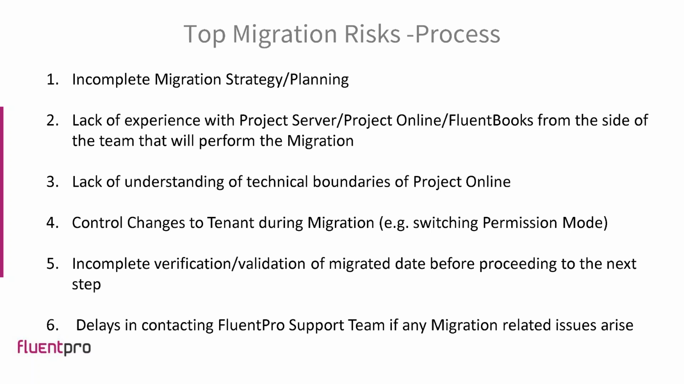So the first is incomplete migration strategy or planning, and this has to do with defining exactly what it is that's going to be migrated. How much is active, how much is going to be inactive or archive projects, and having a very clear definition of what is going over to Project Online. Also the timing, the schedule, the cutover, all those details that go into having a very solid migration plan. You'd be surprised how this part of a migration is underestimated.